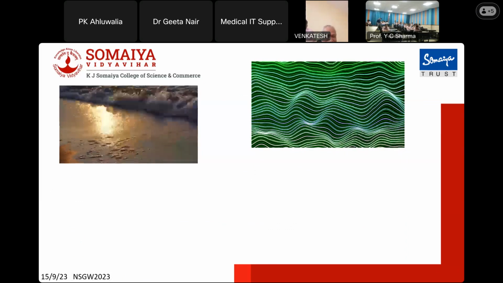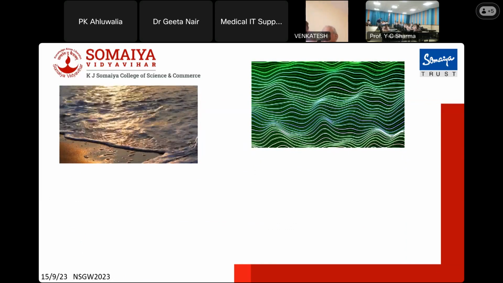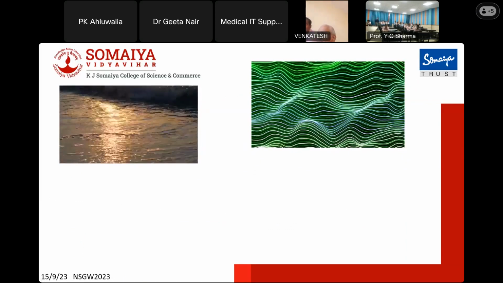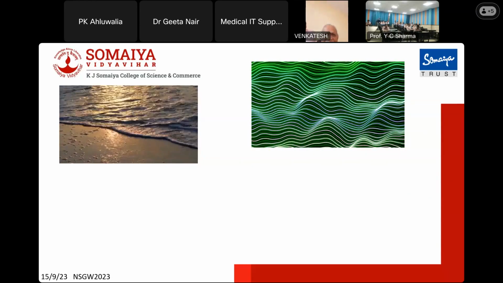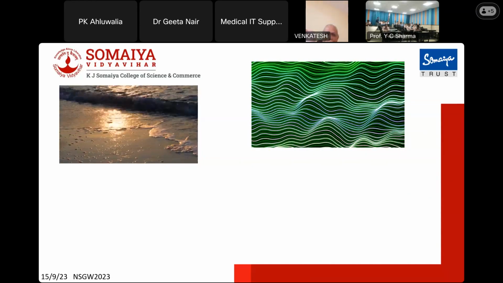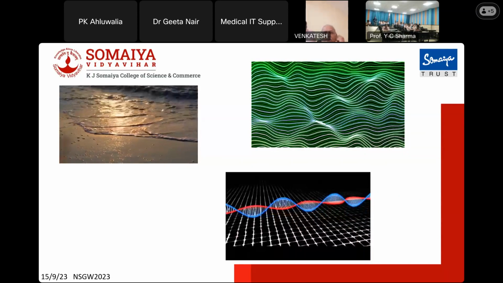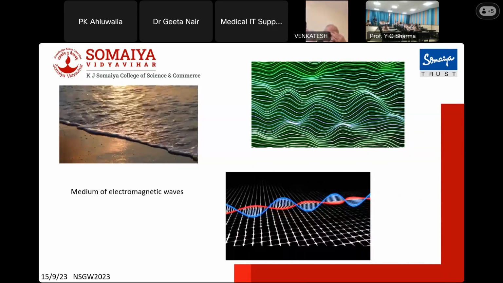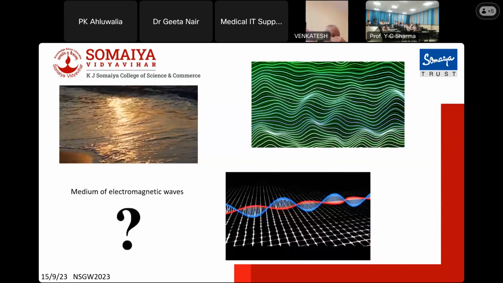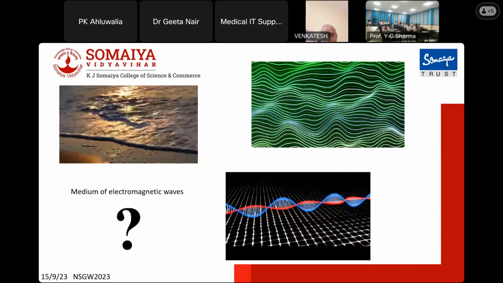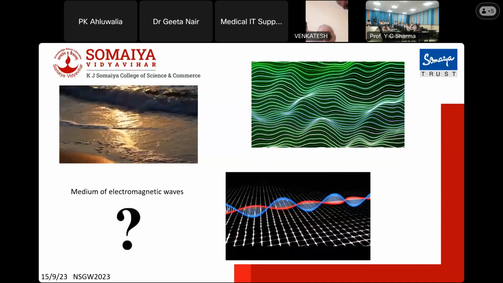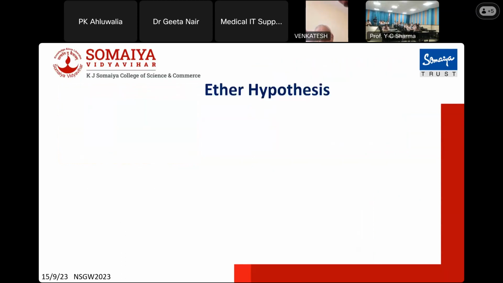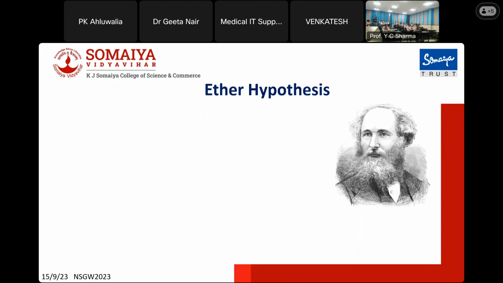And by the 19th century, people had the idea that light is a wave. So it was natural to assume that it requires a medium to propagate. So the question was, if light is an electromagnetic wave, what is the medium of electromagnetic waves? This was a question in the minds of the scientific community by the 19th century. In 1860, Maxwell's equations had determined that light travels with the speed c.